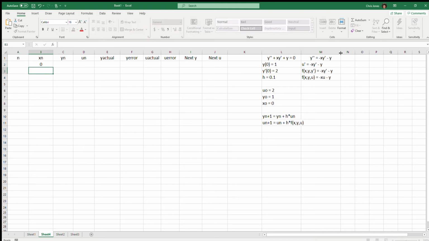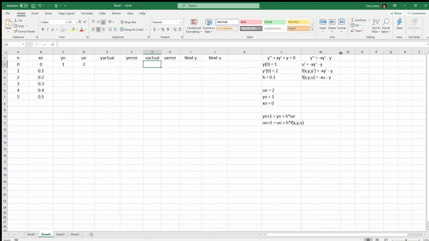So we know our first x is 0, and then from there the step size is 0.1. The goal is to be able to get to 0.5. So we just stop there, and we have 0, 1, 2, 3, 4, 5 for our iterations. Our first y is 1, and our first u is 2. So we have to hard code these.